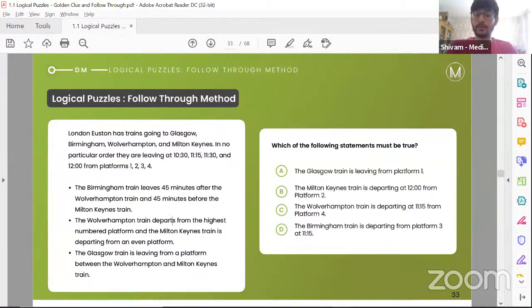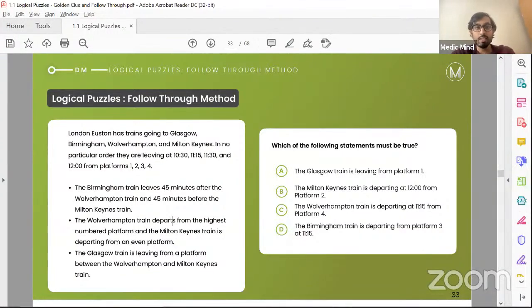So Mohil, we've only found out one piece of information there. What can we do in terms of guesstimating and looking at the answers here? Well, if we just look at option B, we can see that the Milton Keynes train does leave from 12. Now, the only question is, do we want to definitely confirm that it also leaves from platform 2?